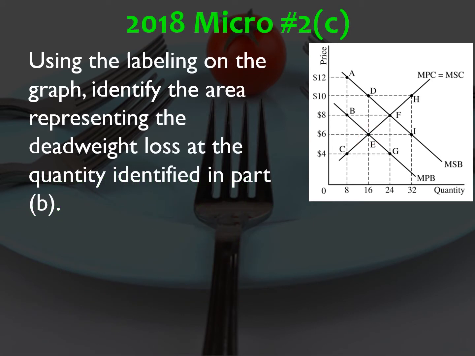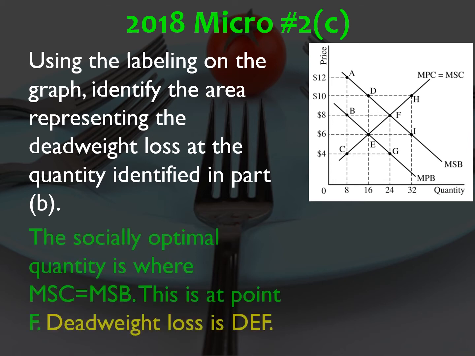C, using the labeling on the graph, identify the area representing the deadweight loss at the quantity identified in part B. So the socially optimal quantity, as I mentioned, is where MSC intersects MSB, and that's at point F. So DEF is the deadweight loss, is this area right there. That's basically the loss in efficiency because there's a socially optimal quantity that's higher than what is actually being produced.